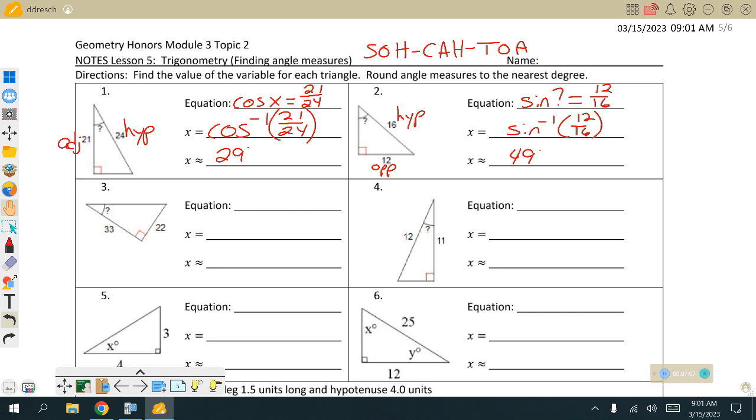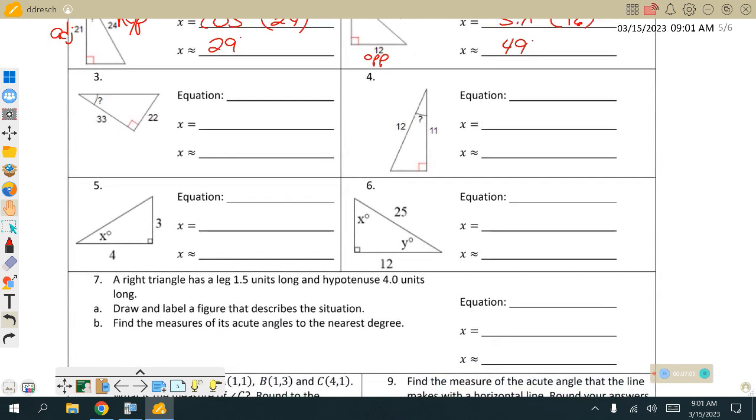Let's look at number 3. Stand at that angle. Go write them out, 22 and 33. Label them out. What's the 22 represent? And what's the 33 represent? All right, opposite, adjacent. Opposite adjacent means tangent. And I'm looking for this equation exactly right here. Tangent of question mark is 22 over 33.